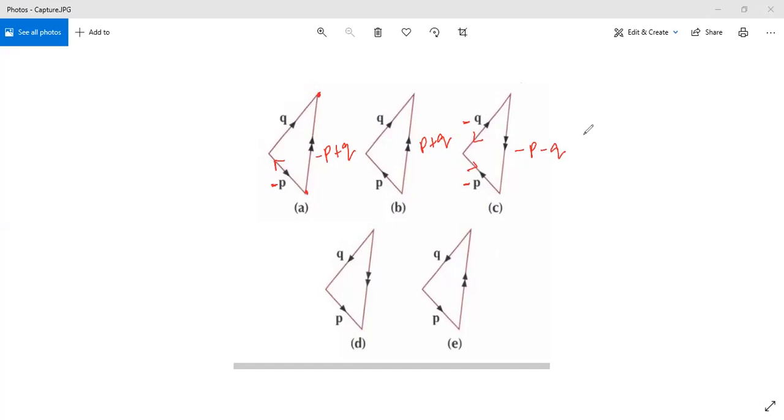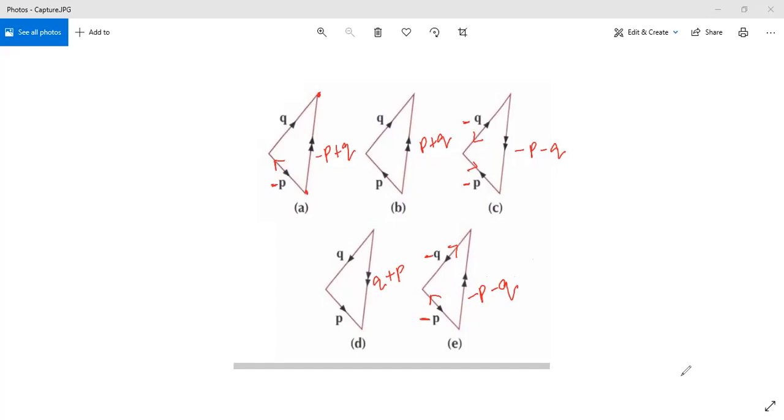In part D, both the directions are correct, so we can say Q plus P will be the alternate path. And part E, here again both the directions are opposite to the resultant vector, so this will become negative, minus P, and this will also become negative, minus Q, so it will be minus P minus Q. So these are the resultant vectors.